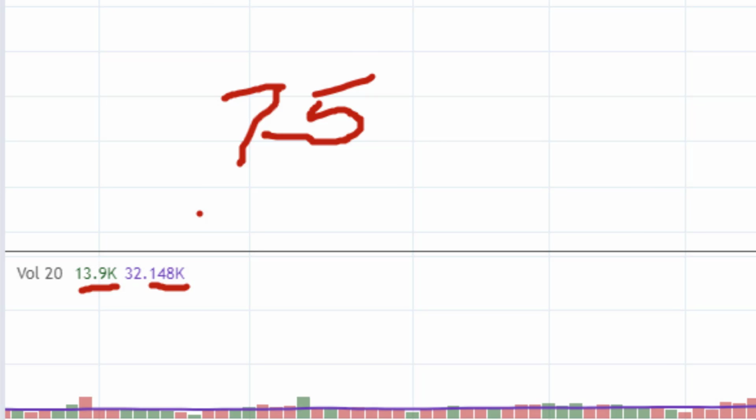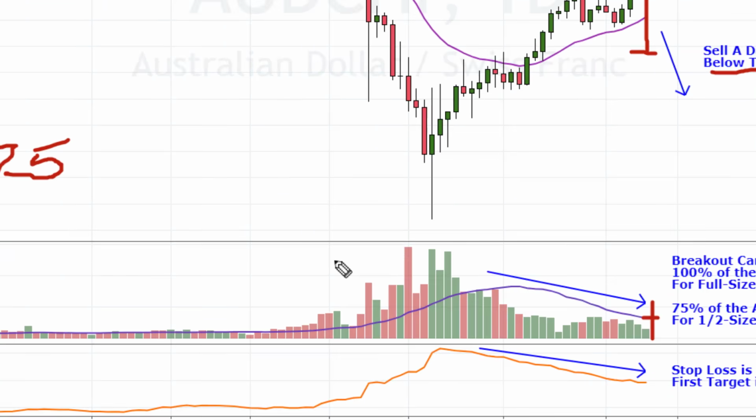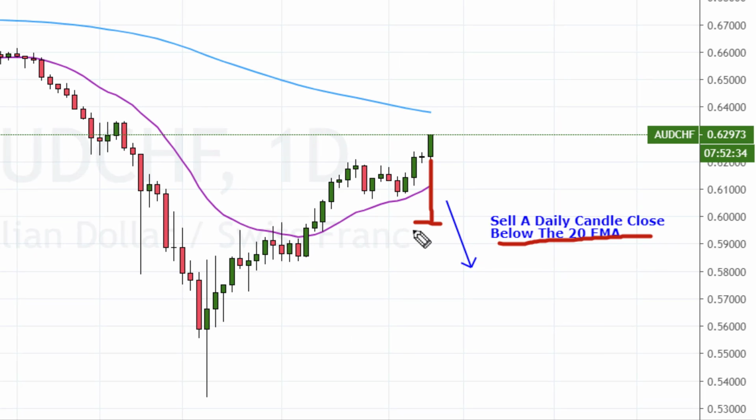The stop loss will be 1.5 times the ATR, and the first target will be 1 times the ATR. So let's say this thing breaks right down below the 20. We get a close down here. That will be our sell entry point. On that day, take a look at the ATR, multiply it by 1.5, measure that distance above the entry, and that'll be your stop loss. Measure 1 ATR below your entry, and that will be your first target.